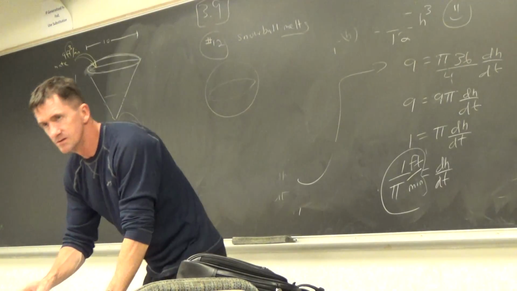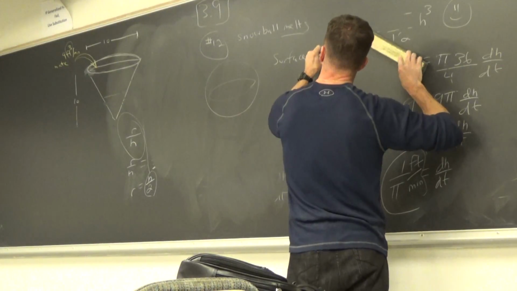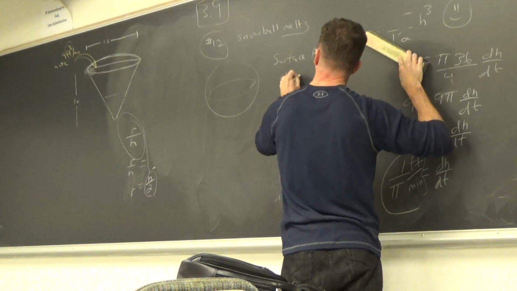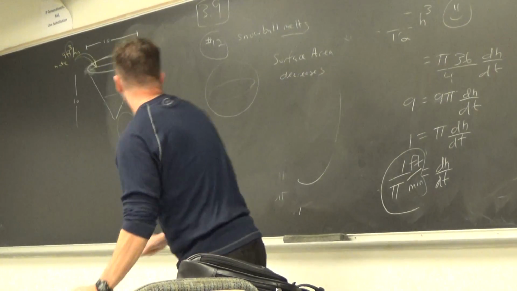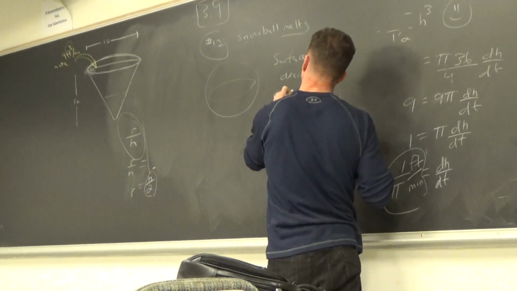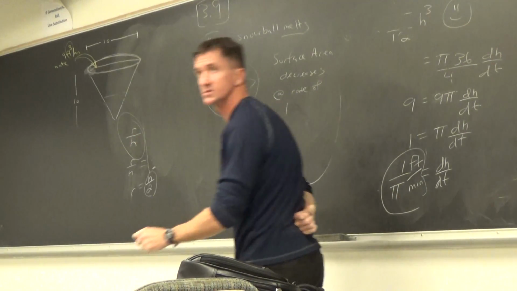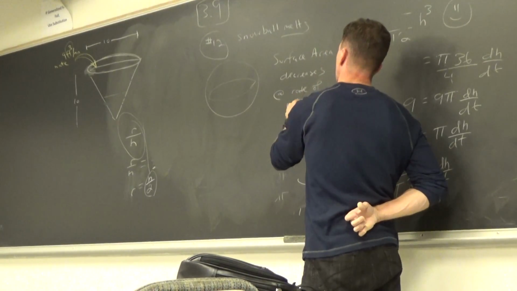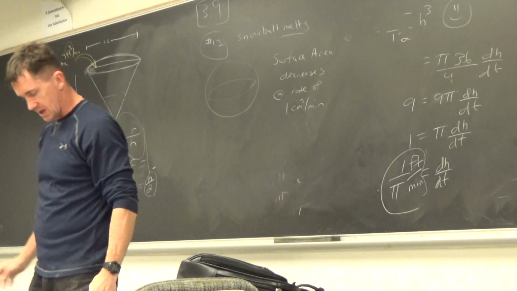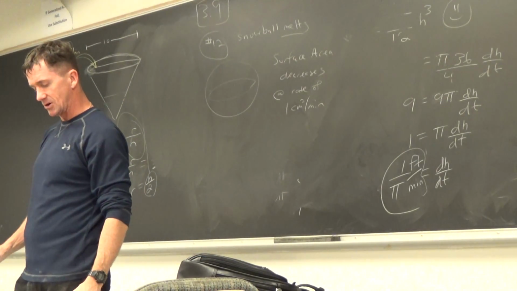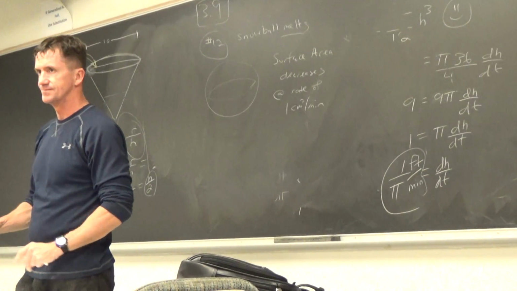And what they said was, surface area decreases, how fast? At a rate of 1 centimeter squared per minute. All right, last problem. What's their question now? What are they asking? Find the rate at which the diameter decreases when the diameter is 10 centimeters.